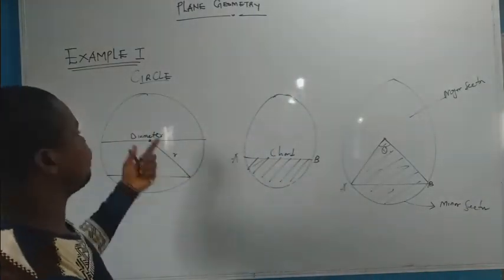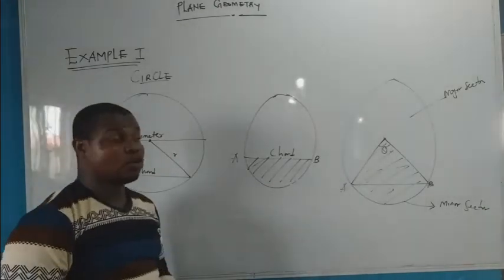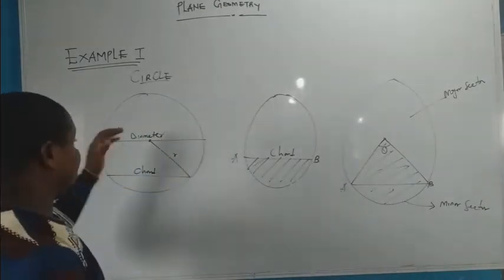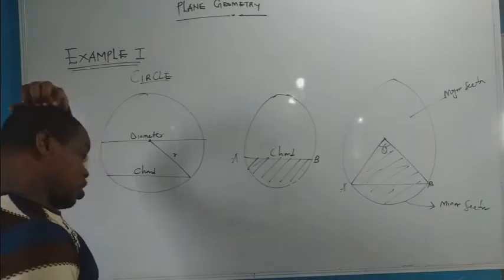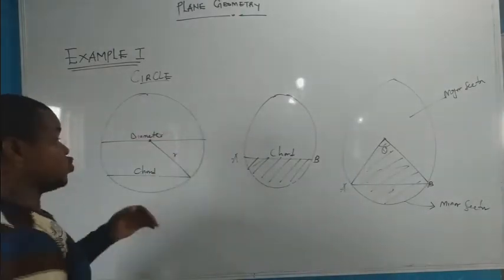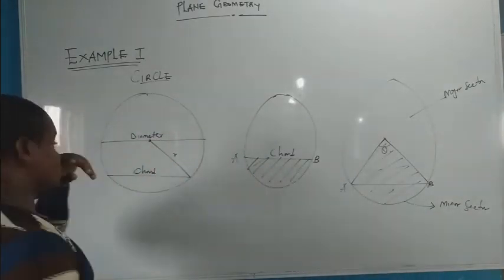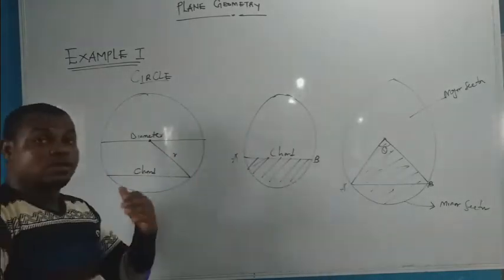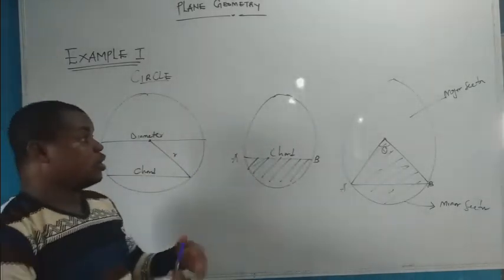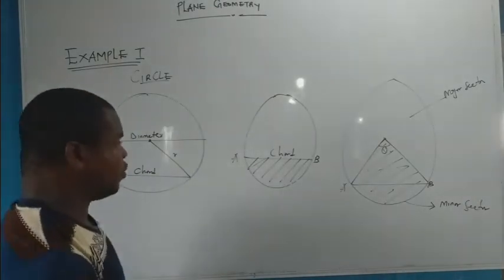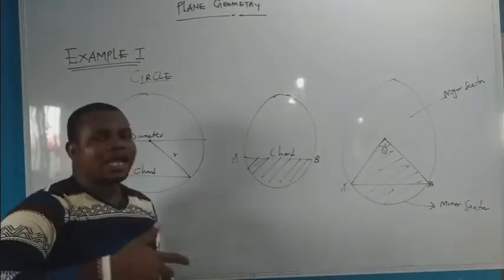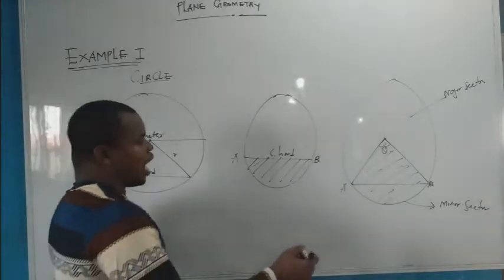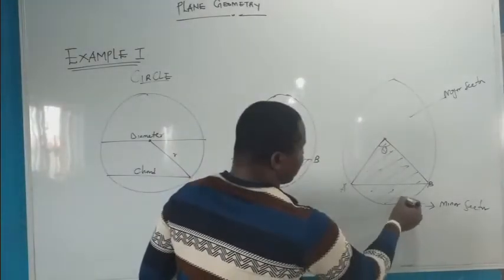So the essence of knowing this is that when you're given questions in words, you're asked to interpret the question and solve. So you need to know which one is the diameter, which one is the chord, which one is the radius, which one is the sector, the minor sector, and the major sector as well. Then we have what we call an arc.